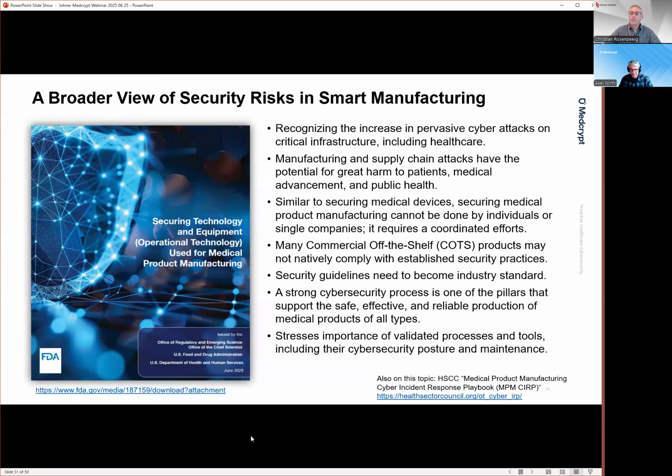And again, this just came out a few days ago, so I encourage everybody to look at this white paper, as well as also the other document mentioned here, which is from HSCC, the Health Sector Coordinating Council, which also talks specifically about medical product manufacturing and cyber incident response, which is, again, distinctly different from incident response related to fielded products at customer sites.